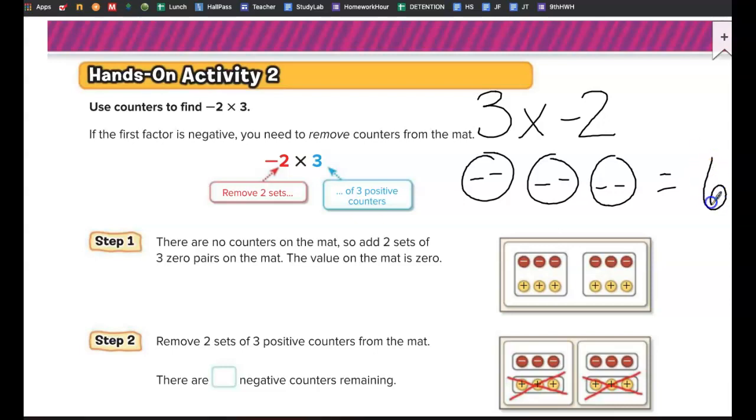Positives or negatives? Are you following along with me? I don't have any positives right there.